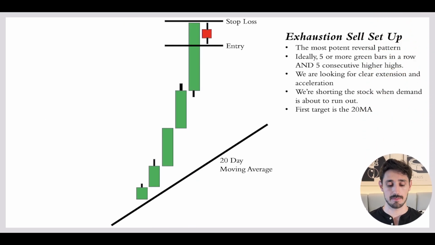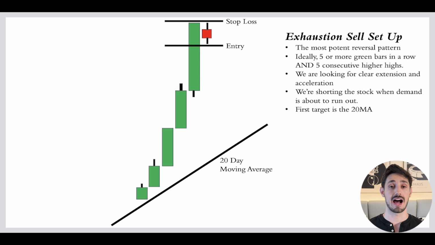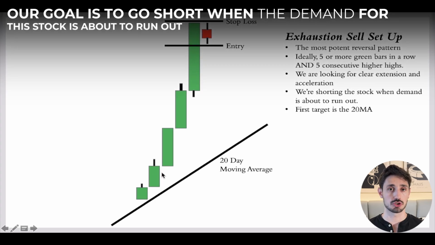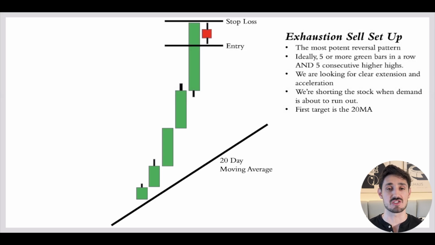The exact same thing applies for the opposite direction. We want to see acceleration to the upside. We want to see the green bars becoming increasingly larger. Our goal is to go short when the demand for this stock is about to run out. In other words, when the buying is about to run out, our goal is to go short in that moment.